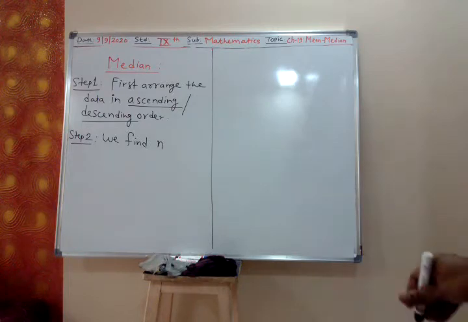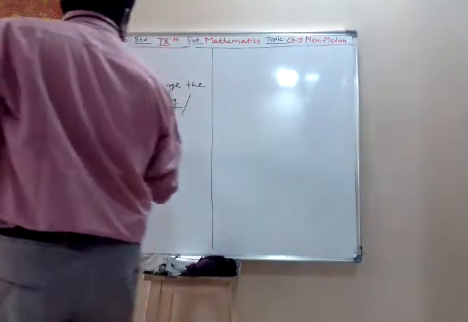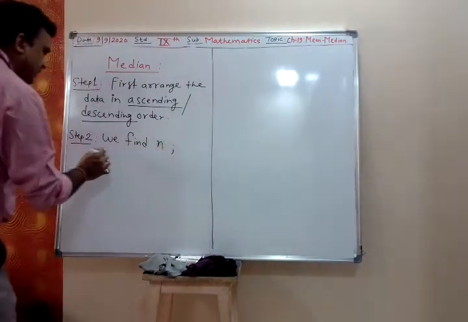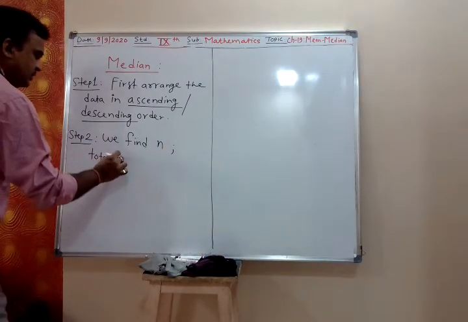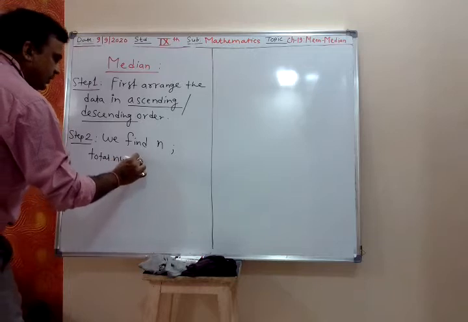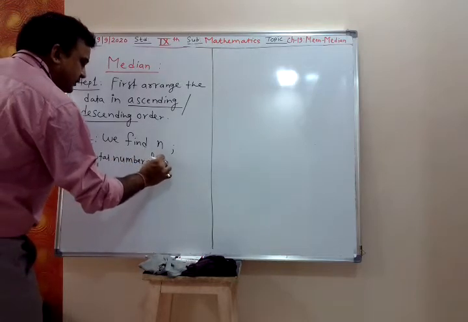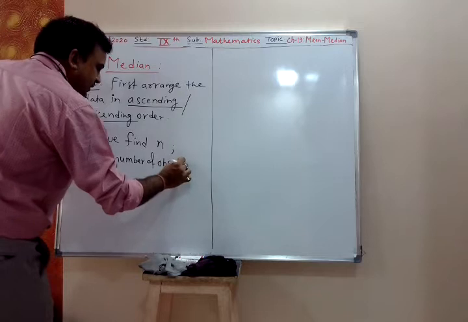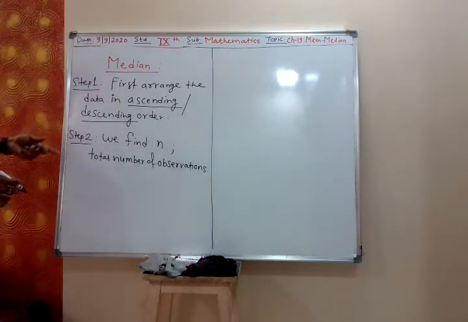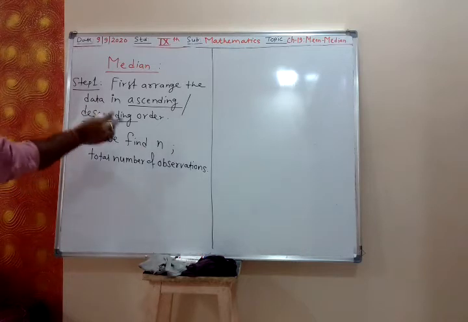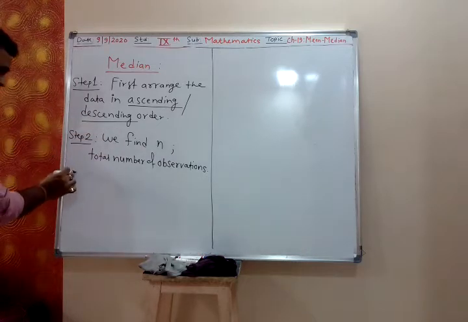What is n? N is the total number of observations, or the total number of values given. So after arranging the data in ascending or descending order, the second part is we find n. We count how many values are given. Then step 3.